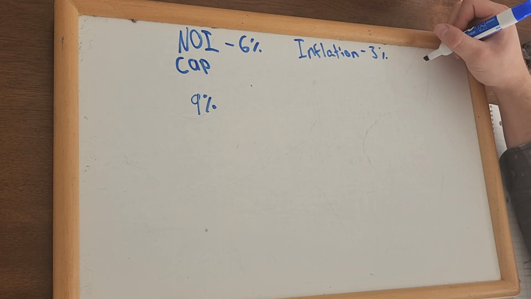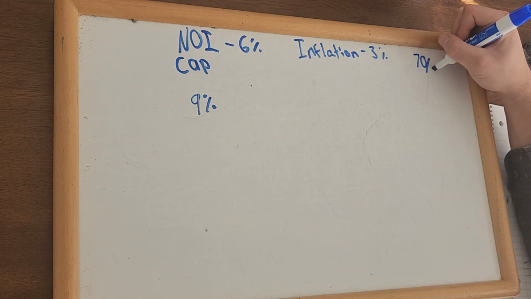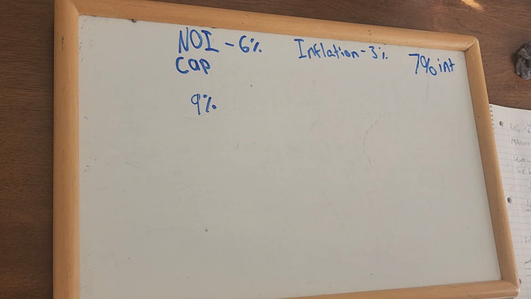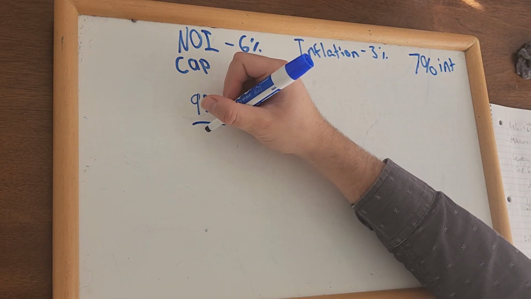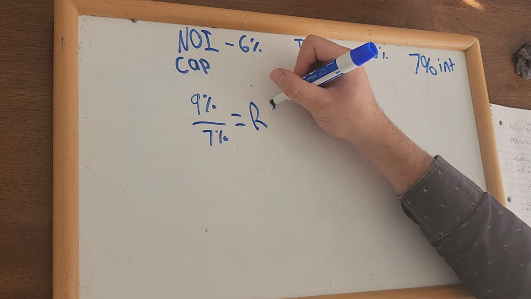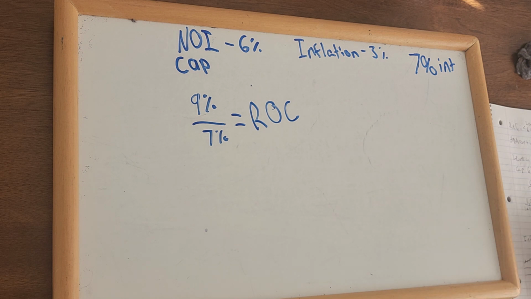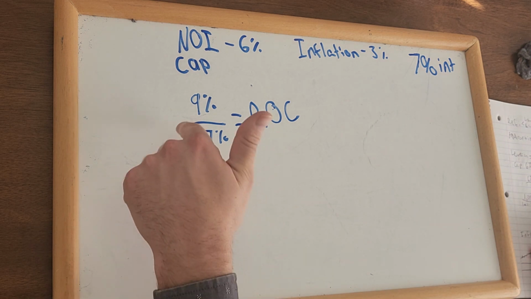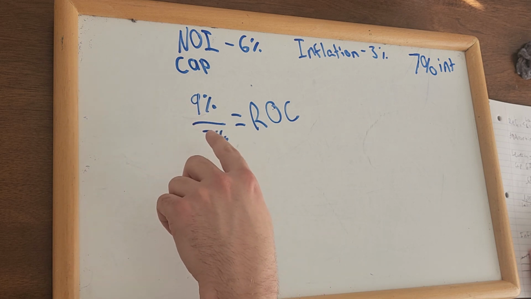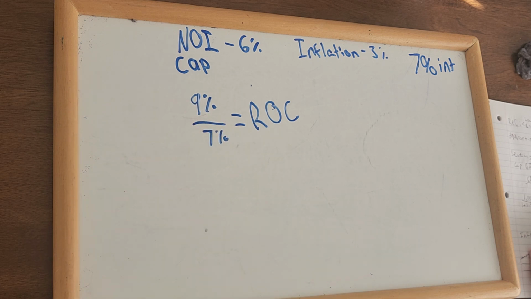Now, once we add financing to it, we have to divide by our interest rate. So let's say our interest rate is 7%. All right, so we got a 7% interest rate. So what we can say is 9% divided by 7%, this yields our return on capital, ROC. So every single dollar we invest, we borrow, we make $9 and we spend $7 to borrow each $100 worth of capital, right?